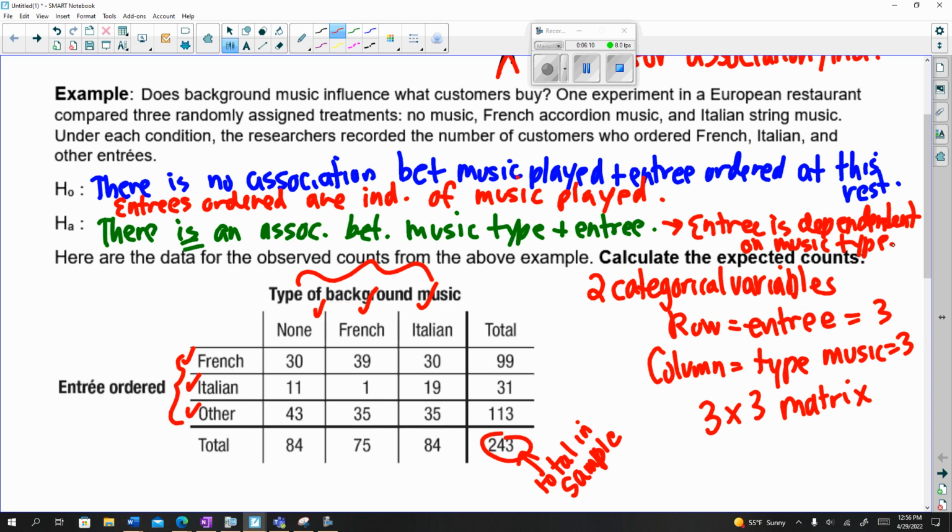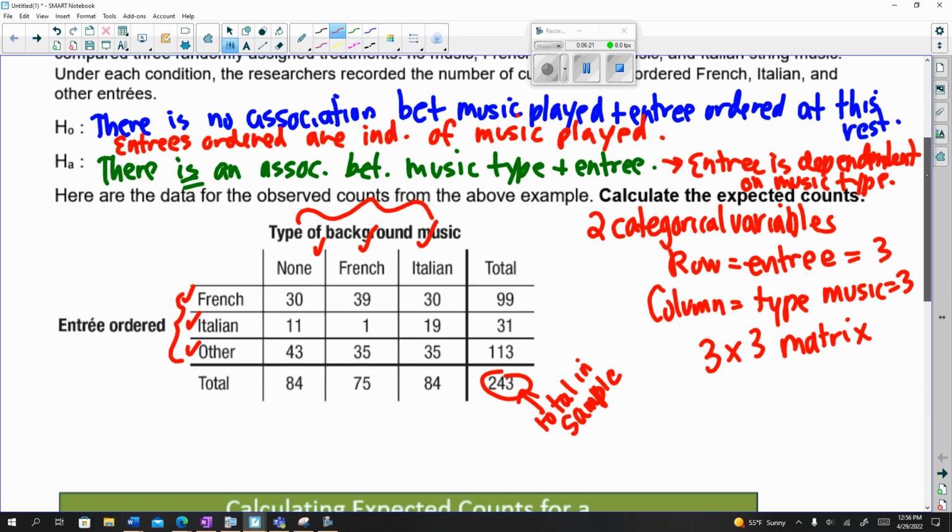And there is an association. I remember H0 means no, nothing going on here, no relationship. All right. So now what you want to look at here is that the table that we have is what was observed.